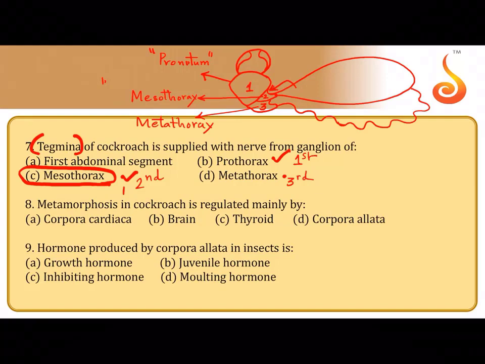So because the forewing or tegmina is attached, this is the forewing. It is opaque and leathery and hard, and it is attached to the second thoracic segment, and obviously the ganglion in the mesothorax must innervate the tegmina. Okay, so seventh one is option C.